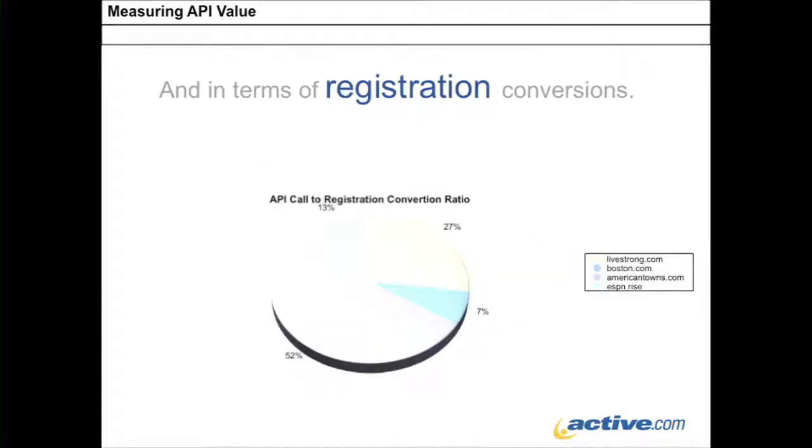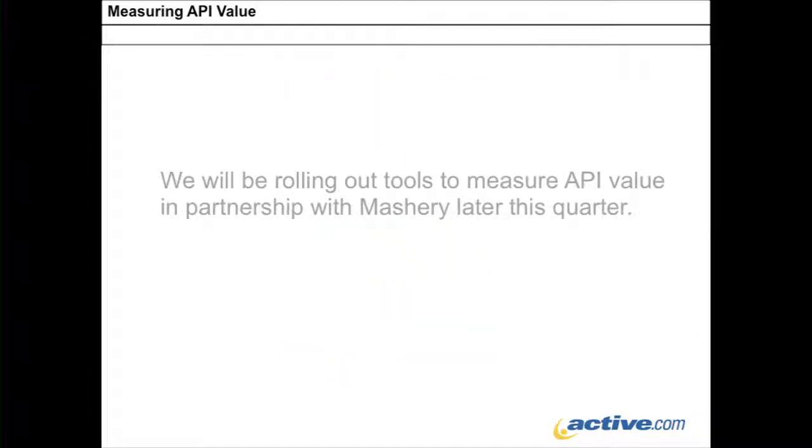And in terms of registration, well, those colors didn't come through. But we're interested in understanding the number of API calls to registration. And we want to reward publishers who have higher ratio and perhaps talk to them about doing more business. Now, thankfully, it's not all doom and gloom. We're working closely with Mashery on a value tracking system that will allow us to measure these types of things. So I'll be able to go to my VP and show him explicitly the kind of value the API is drawing to Active.com.